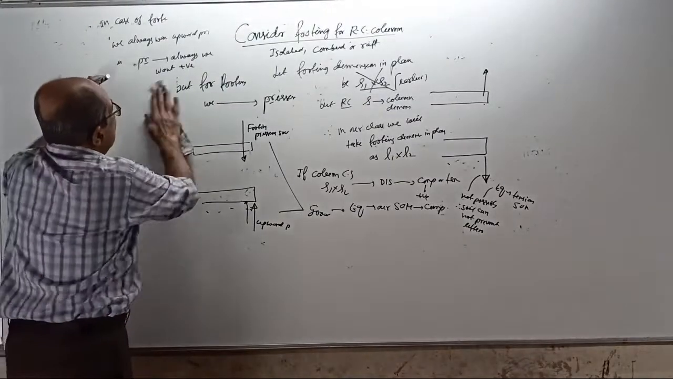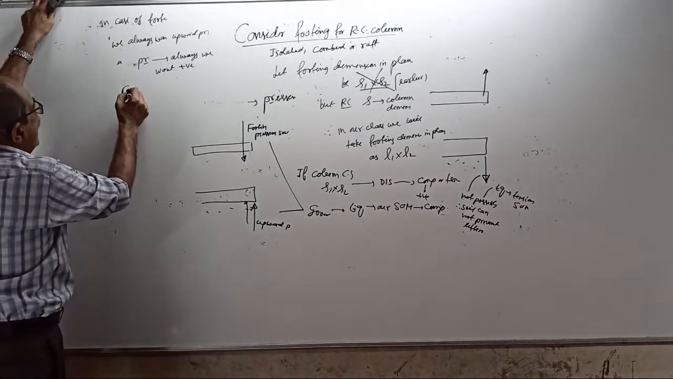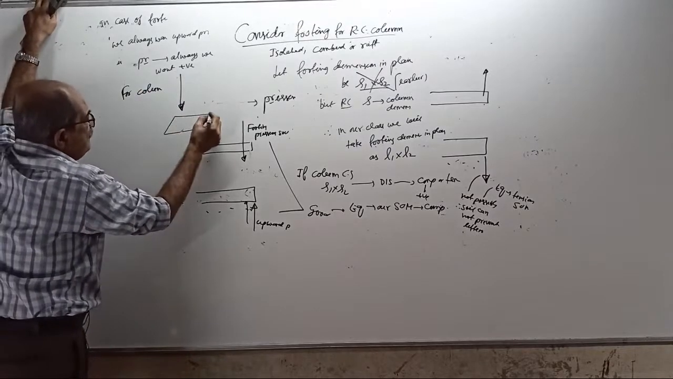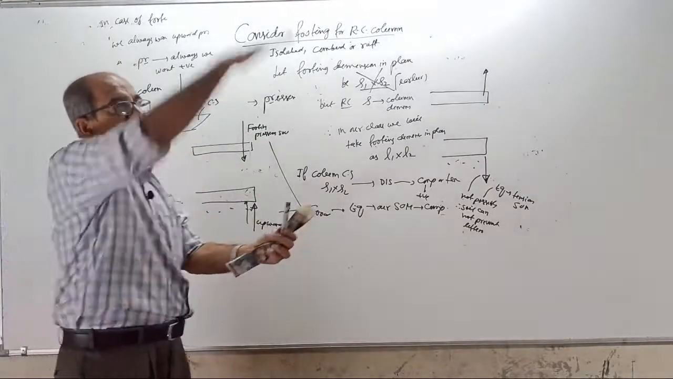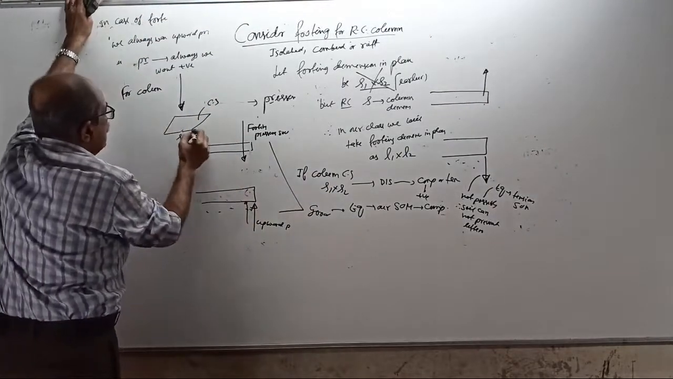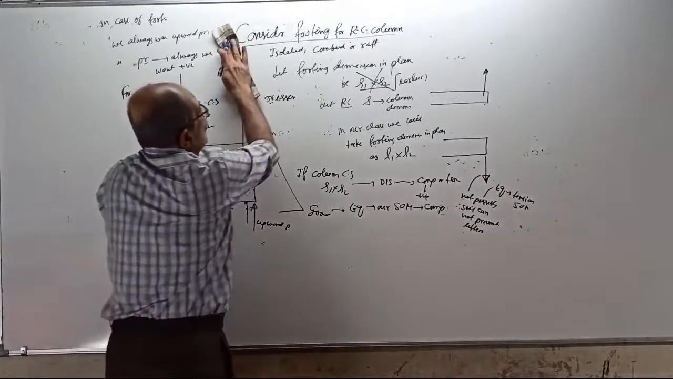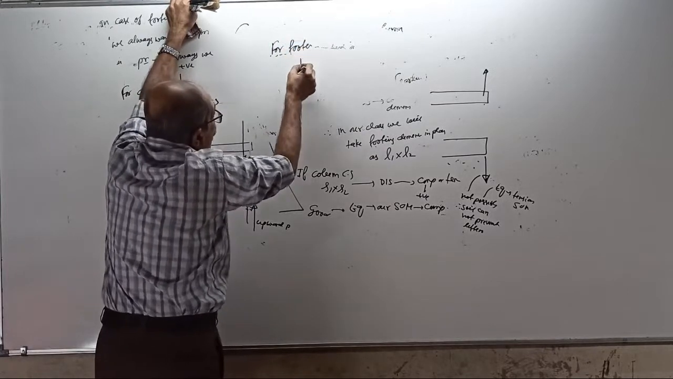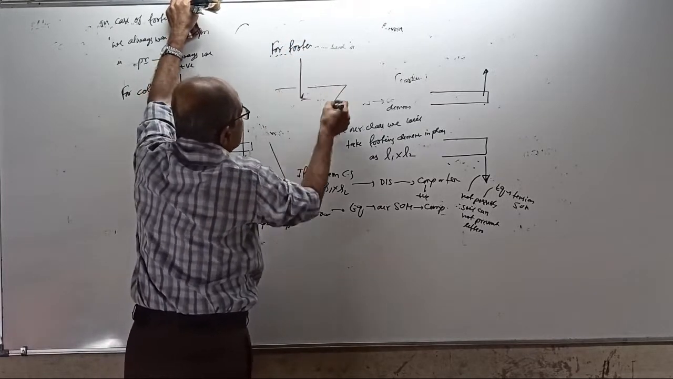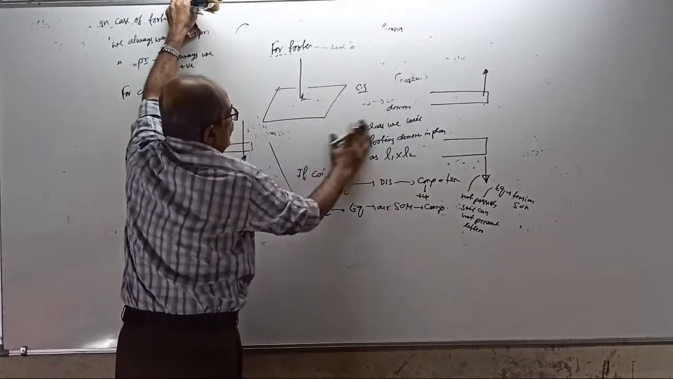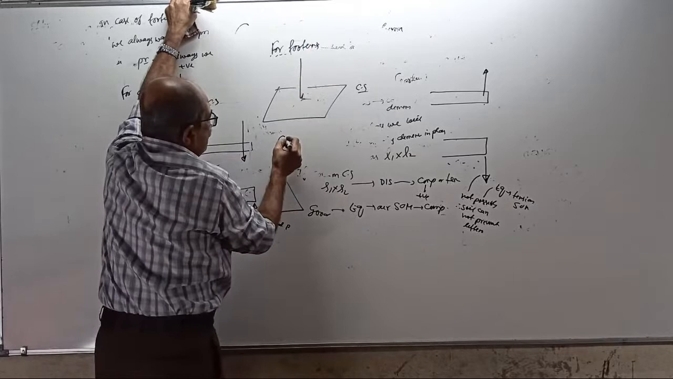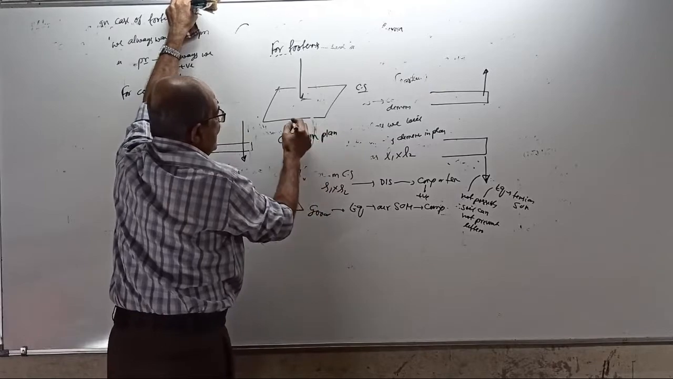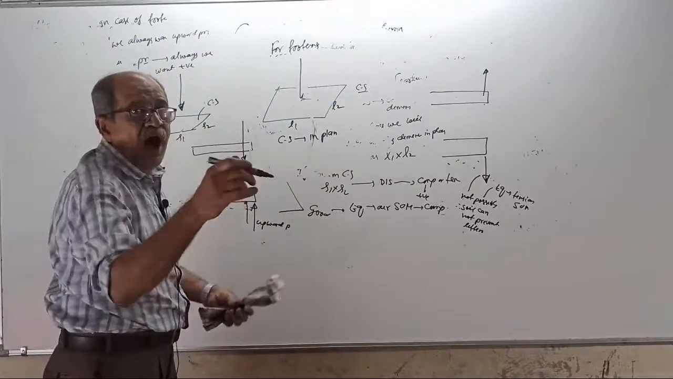Okay, now further, lastly, for column, load is this way. Therefore, this is the cross section. See here, cross section is S1 by S2. Whereas for footing, load is like this only. Therefore, this is the cross section, or for footing, the cross section is in plan, L1, L2.